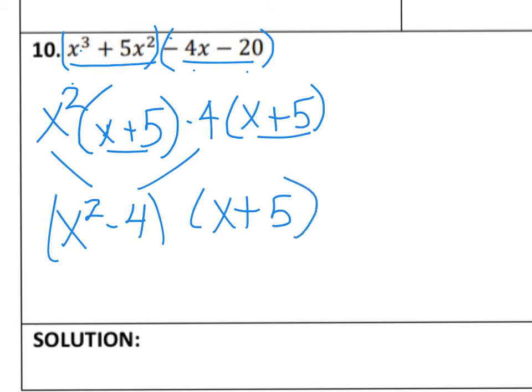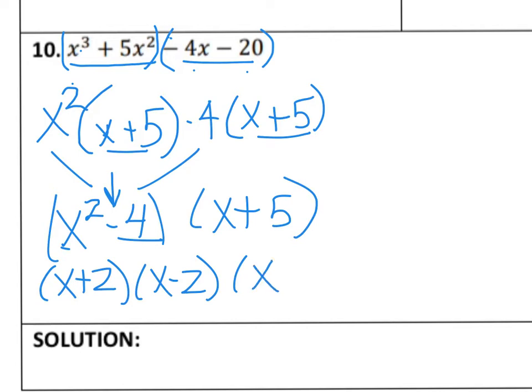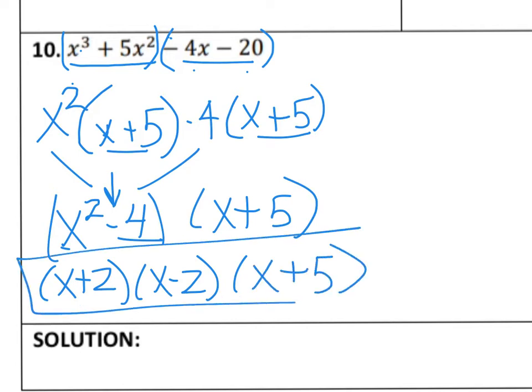All right, so this is where you're going to probably want to stop, but don't do it. Notice here, this term right here, these are perfect squares, and they are being subtracted, so therefore we have another difference of squares. So we can say x plus 2, x minus 2, and then we're going to bring the x plus 5 down as the last part of our answer as well.